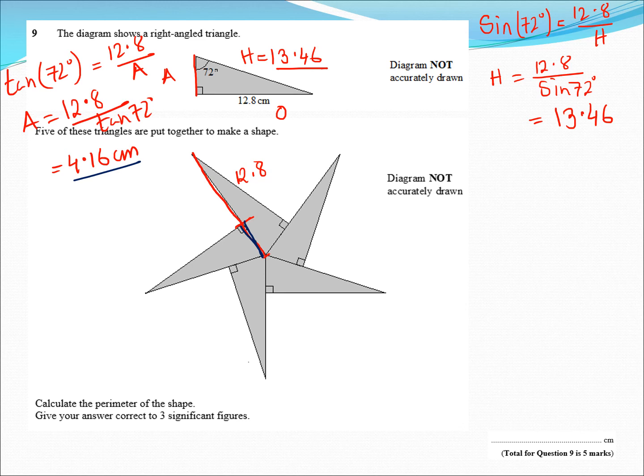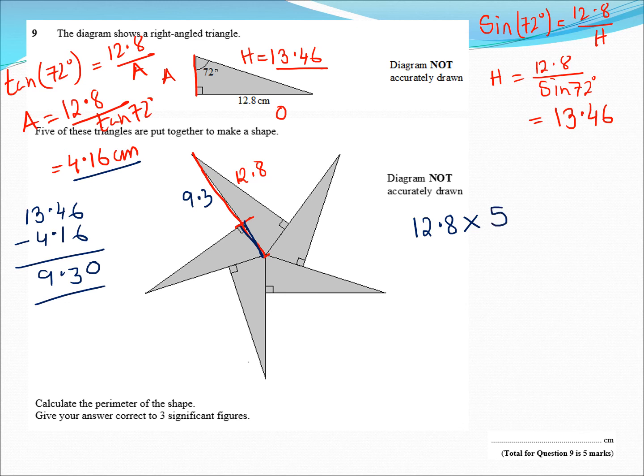So 13.46 minus 4.16 is 9.30, so that is 9.3. So now in this whole shape, how many 12.8s have I got? I've got 12.8 times 5, because there are 5 of them altogether, and this portion is 9.3. I've also got 5 of them, so 9.3 times 5.